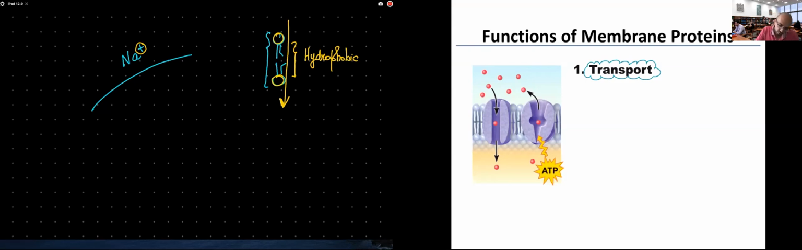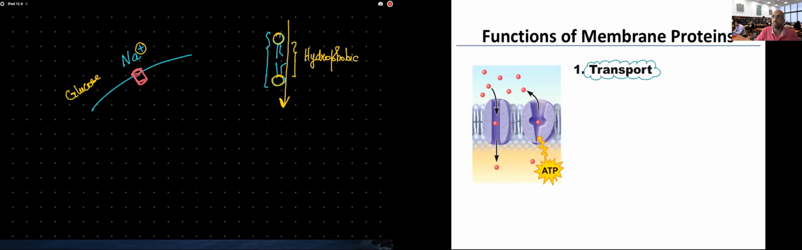Same for glucose. Can I allow the glucose in? Glucose has charge. Would I be able to pass through the phospholipid bilayer? I am hydrophilic, and the fatty acid tails here are hydrophobic, so they won't allow me in. So how would I allow sodium and glucose to the inside of my cells? I need something that allows their transport. And those are actually going to be plasma proteins.